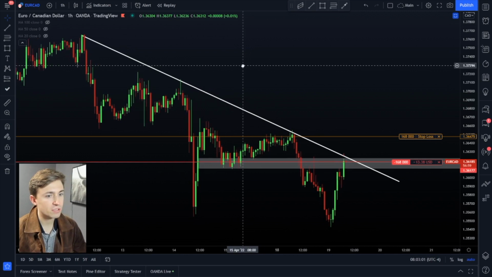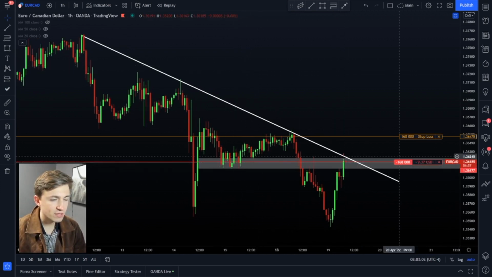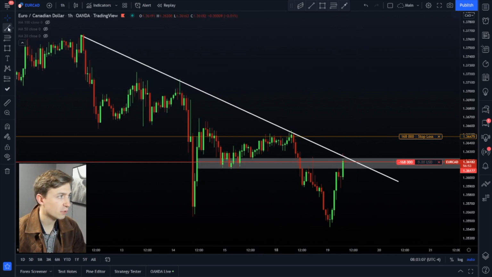If I jump back over to the chart again, shorting into this resistance, looking for more downside, and we've got to talk about targets. We got to talk about where this thing could go next.